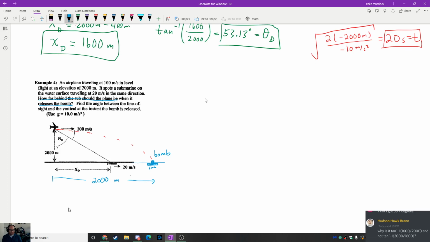Hudson, I'll answer your question in a second. Maybe I did it wrong, actually. Oh, I definitely did it wrong. Anyway, that distance is 2,000 meters. And we figured out that in the 20 seconds that elapse, the sub is going to move 400 meters. So then this distance has to be 1,600 meters. Did I answer your question, Tom?